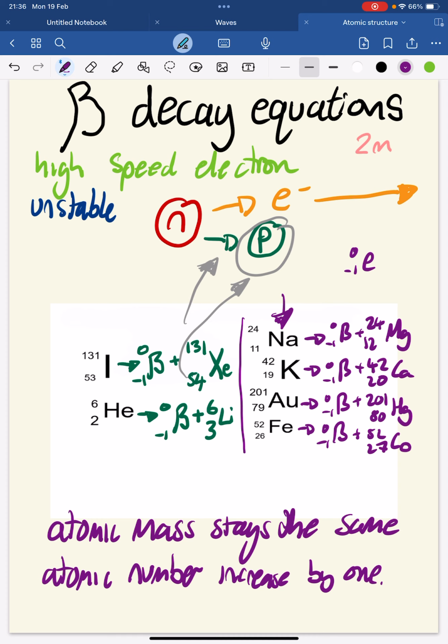I hope this helps you understand a bit more about beta decay. I will do some more examples soon, past paper examples with alpha and beta decay about what is expected in these calculations. Good luck.